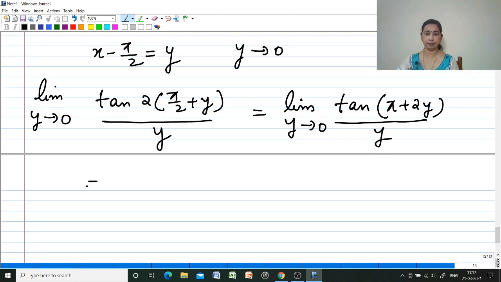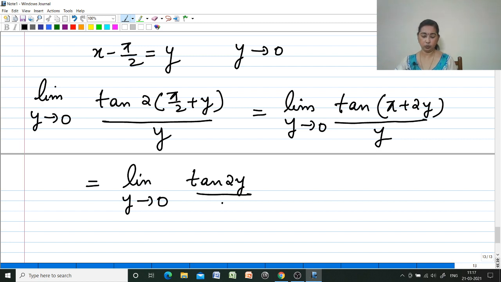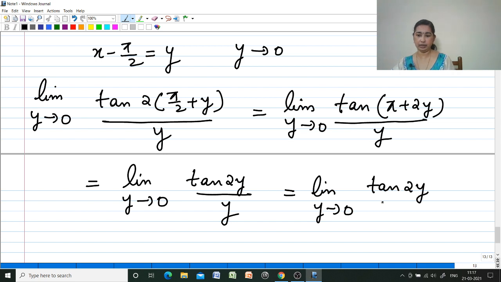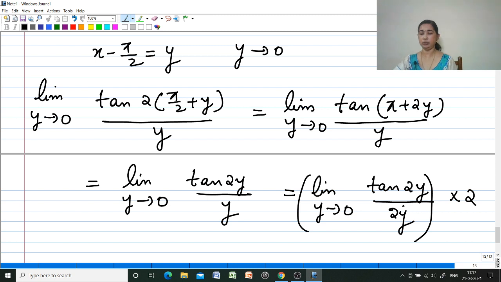and that is limit y tends to 0. What is tan pi plus theta? Tan pi plus theta is tan theta. So tan pi plus 2y is tan 2y divided by y. Again, in order to apply the result, apply the limit y tends to 0. Same way as sine, we have to use here tan also. So tan 2y divided by, here only y is there, we can write the 2y into 2. So this takes the value as 1. So 1 into 2, the answer is 2.